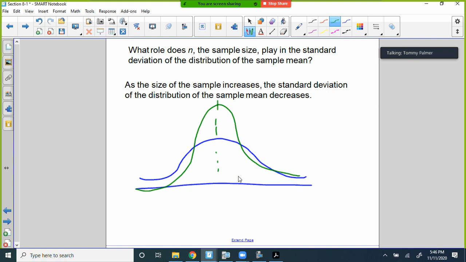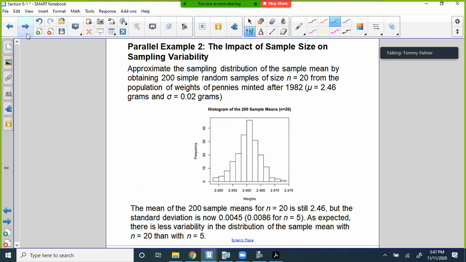Okay, so as the sample size gets bigger, the standard deviation, the spread, the variability of the sample mean is going to decrease. That's really what it's saying. So we go back to this.